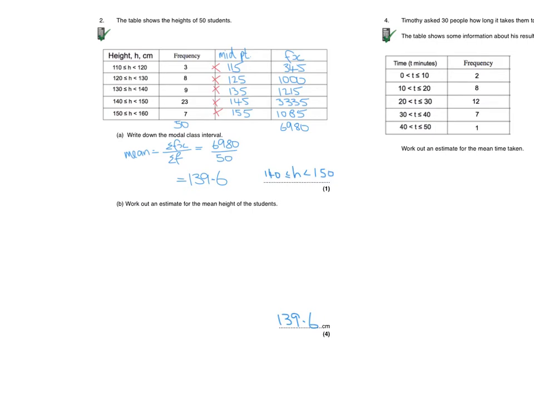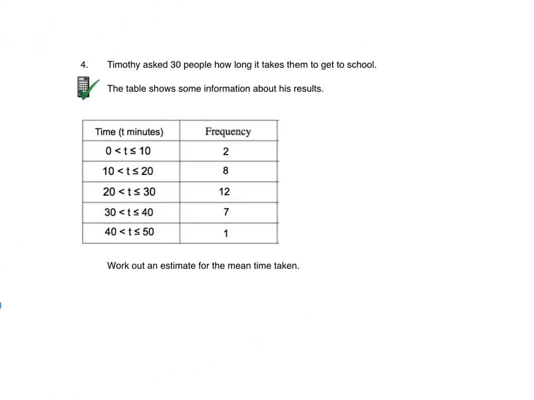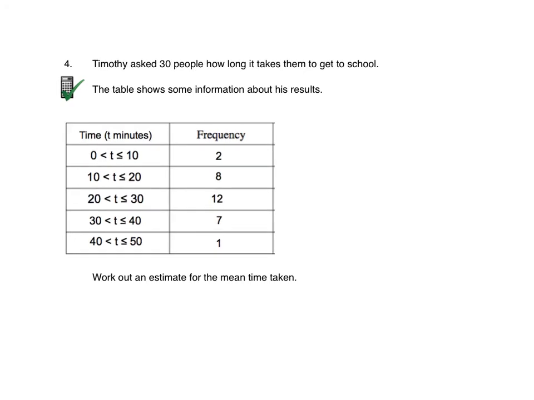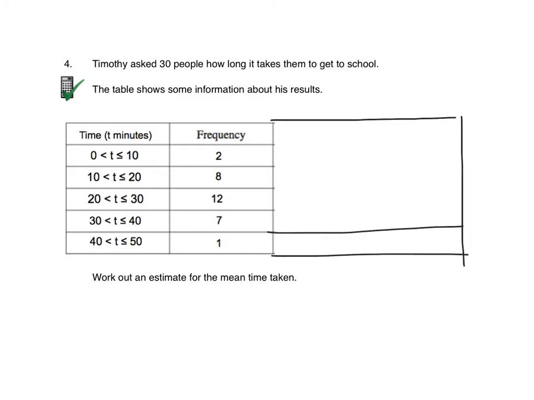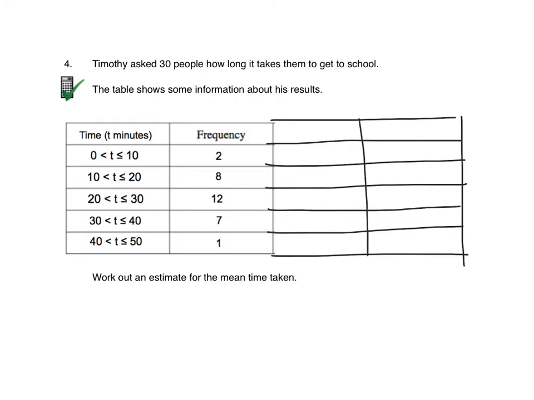If after that first explanation you're happy enough to try the work, by all means go ahead. If you want to listen to another one, I'm going to do another one here. Timothy asks 30 people how long it takes to get them to school. The table shows the information about his results. What's different from this one and the last one is that the table ends after the first two columns, so all we need to do is add on the extra two. Let's extend that on and add our two columns.